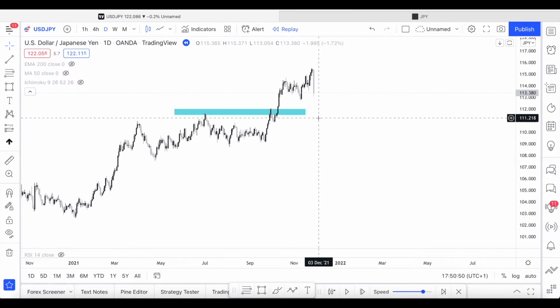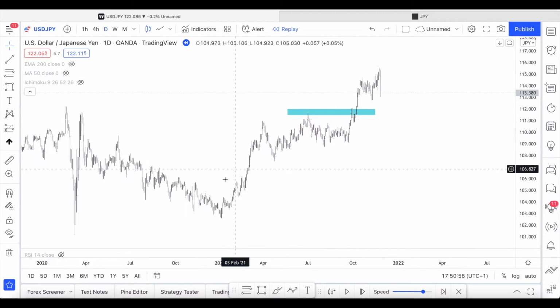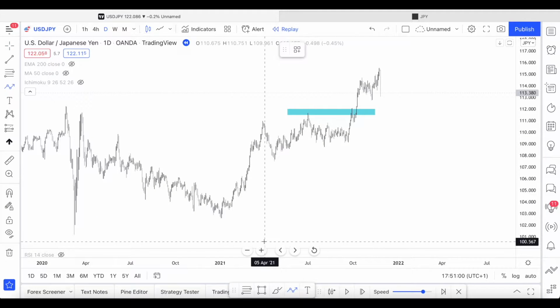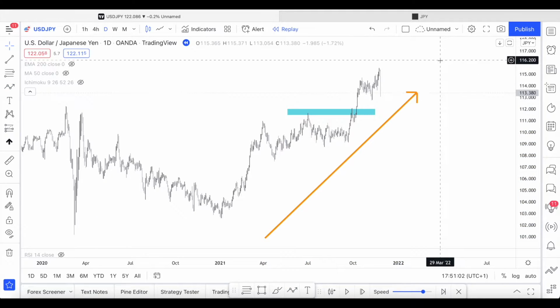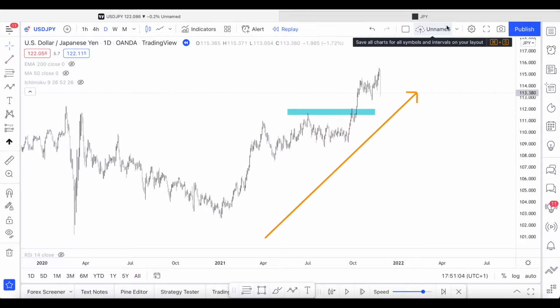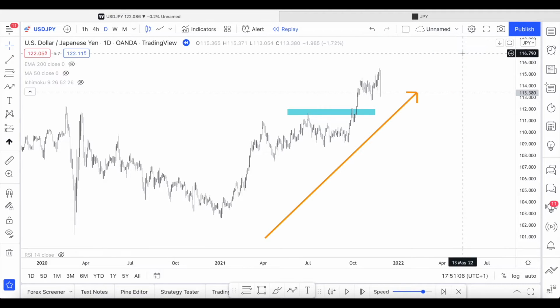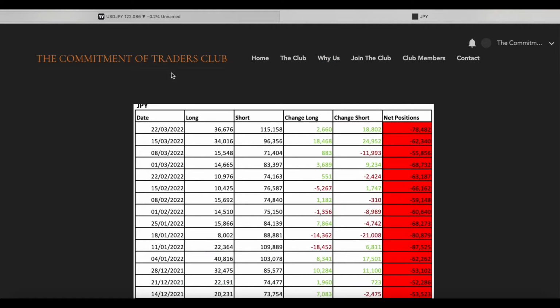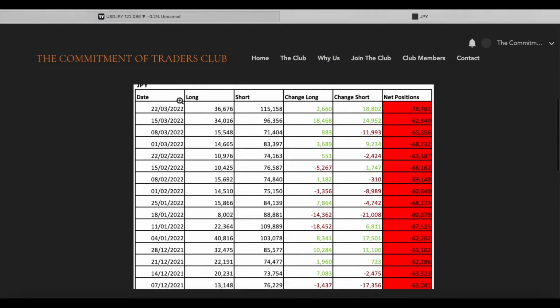Before we identify when, we want to build our bias, our confidence that the trend is actually going to continue. So we've identified that overall the trend is moving to the upside. We've identified that this is an upwards trend. We want to support that. What we do is we head over to what's called the Commitment of Traders data. If you're not a member, head over to the Commitment of Traders Club. I'll leave a link in the description.